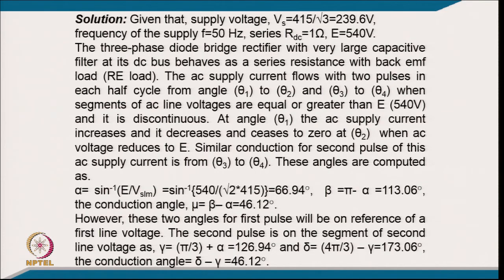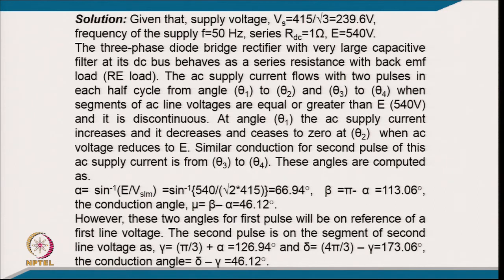Coming to the numerical part, we have a supply voltage of 415 by root 3 per phase, that is 239, at 50 hertz supply, the resistance on the load side is 1 ohm, and the voltage on the DC side is 540 volt. So, a 3 phase diode rectifier with a very large capacitive filter at the DC bus behaves as a series resistance with a back EMF E load. AC supply current flows in 2 pulses in each half cycle, from theta 1 to theta 2 and theta 3 to theta 4, when the segment of AC line voltage is equal to or greater than E, that is 540 volt, and is discontinuous.